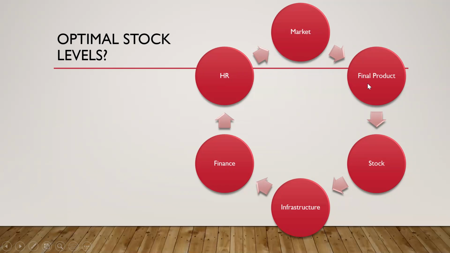The final product. So what type of product is it? Does the production depend on many suppliers? Is it a cheap single-use product? These things will help play a role as well. So if it's a cheap single-use product, you might have lots of it. If it's a very expensive product, uses up a lot of your working capital, your cash flow, you might have very little.